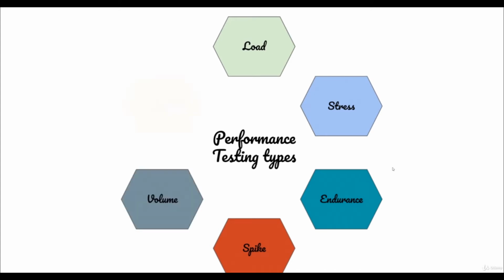Last one is scalability. The objective of scalability testing is to determine the software application's effectiveness in scaling up to support an increase in user load. It helps plan capacity addition to your software system. So these are all the different types of performance testing that we have in this methodology.